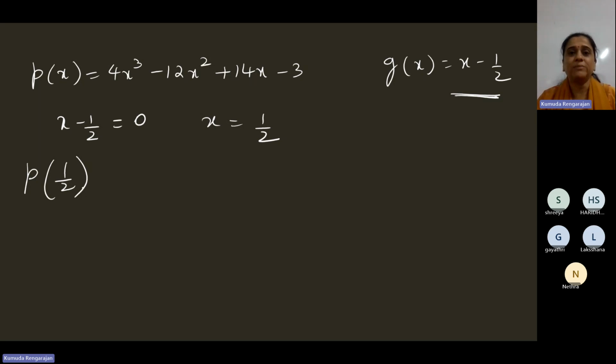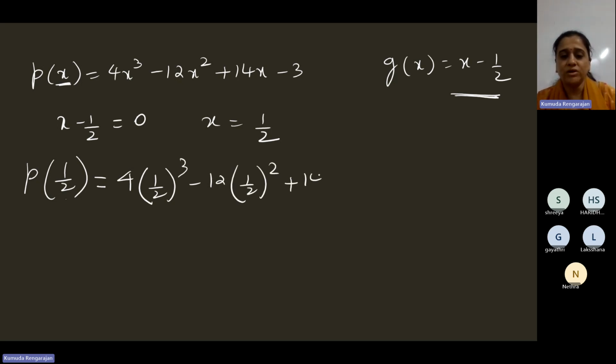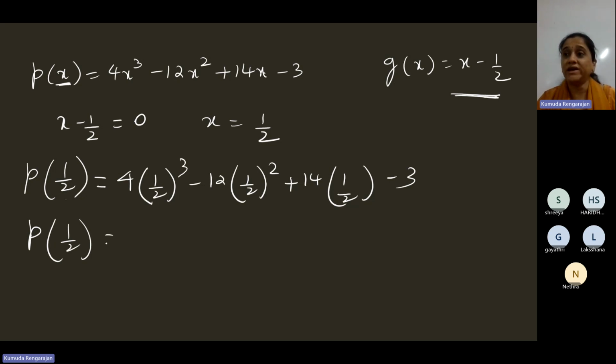Now we'll have to find P of 1 by 2. See, x is 1 by 2. So P of 1 by 2 is equal to 4 into, what is x? 1 by 2, the whole cubed, minus 12 into 1 by 2, the whole squared, plus 14 into 1 by 2, minus 3. Don't write 3 as 1 by 2. Only x should be replaced with 1 by 2. Wherever there is x, use 1 by 2. So what are we doing now? We are finding the value of the polynomial P of x at x is equal to half. And this will be the remainder.